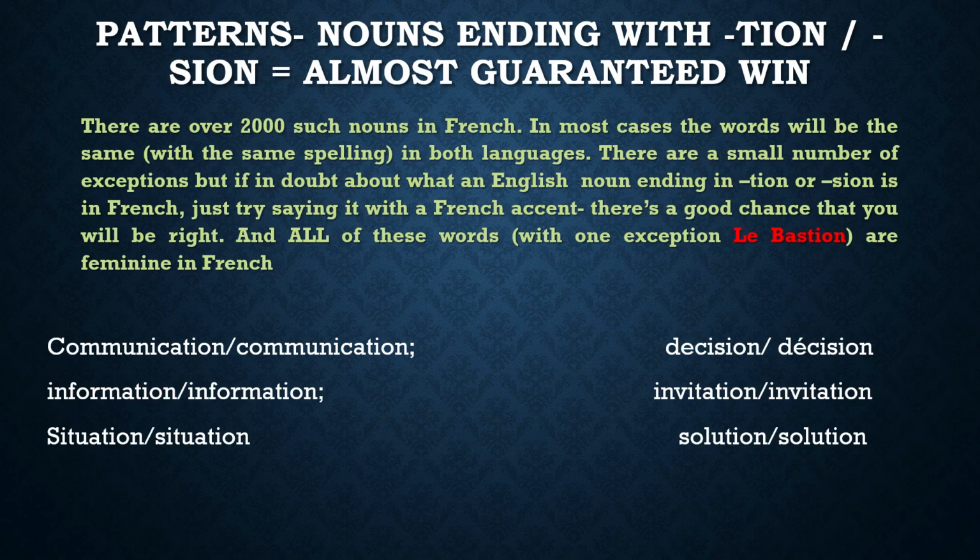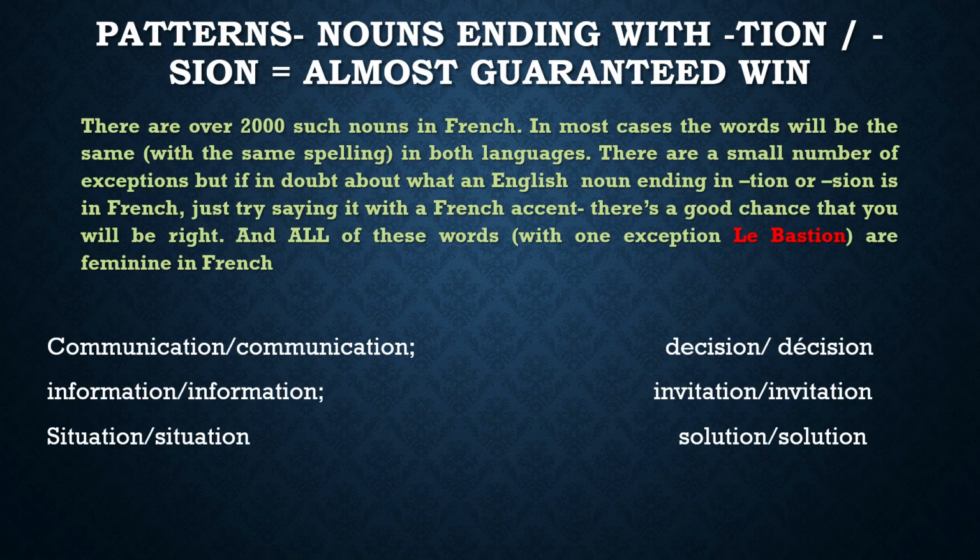Perhaps my favorite hack between the two languages is the nouns that end in tion or sion. There are more than 2,000 of these, and they're almost always the same in both languages. There are a small number of exceptions, but if in doubt about what an English noun ending in tion or sion is in French, just try to say it with a French accent and you'll quite often be right.